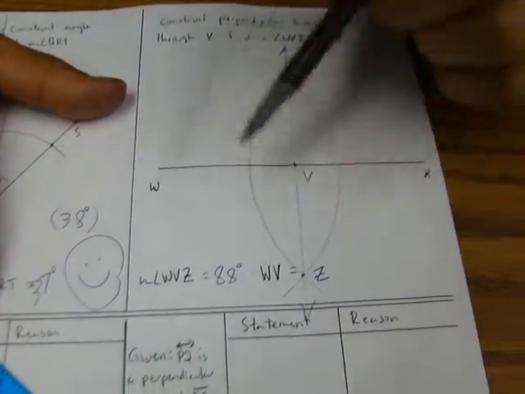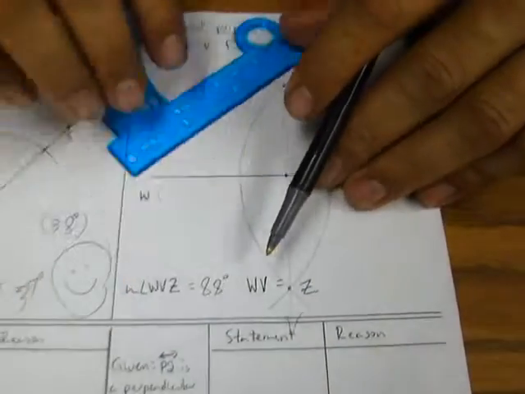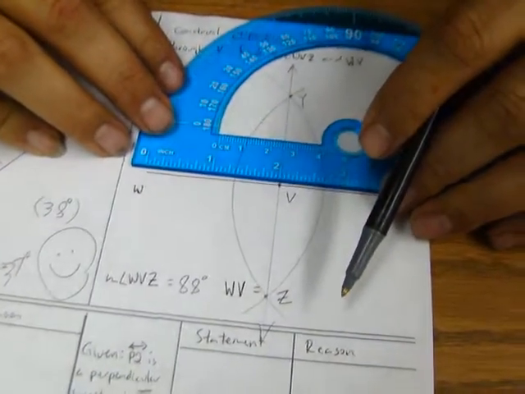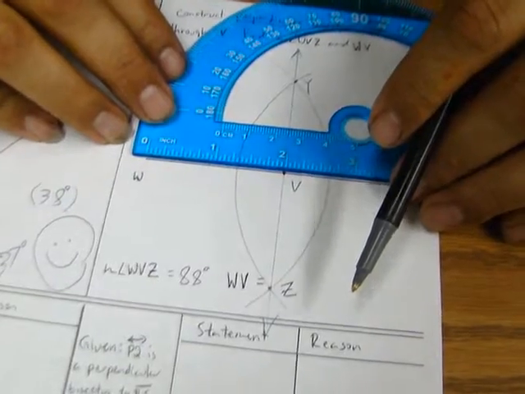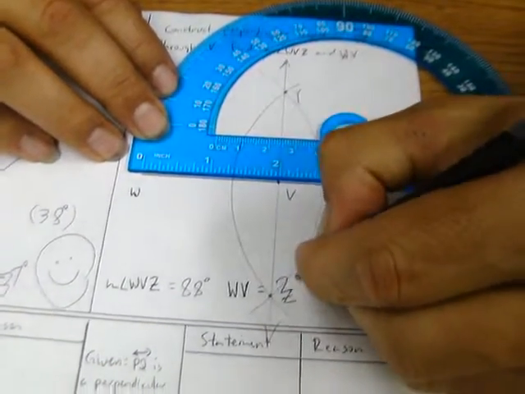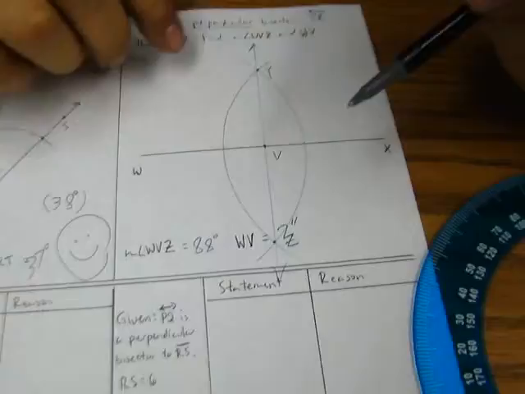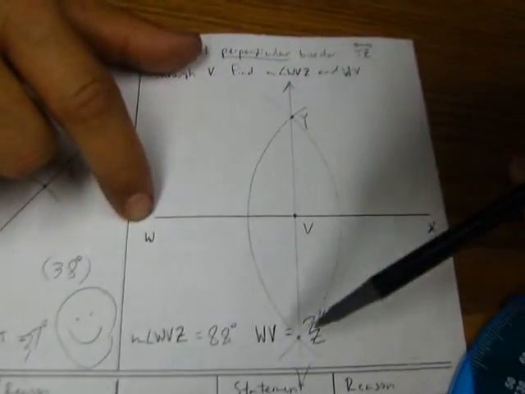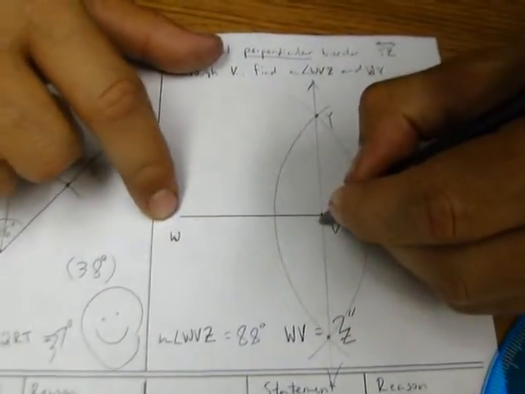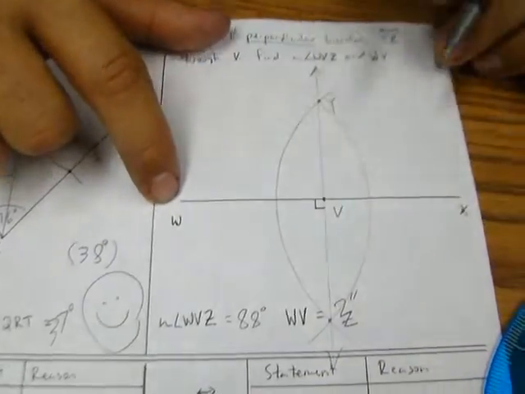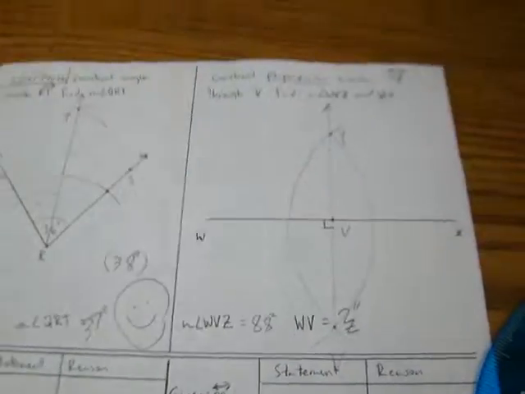And how long is WV? Well, here's W, here's V. Let's measure it. It should be 2 inches. And look at that. It's exactly 2 inches. So what I've done is I've bisected the segment and made almost a 90-degree angle. Hopefully that's going to be 90. Mine was really close. Anyway, that's level 3, and we're done.